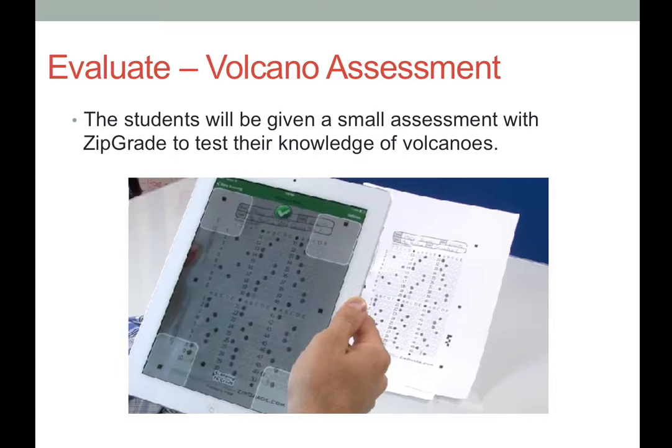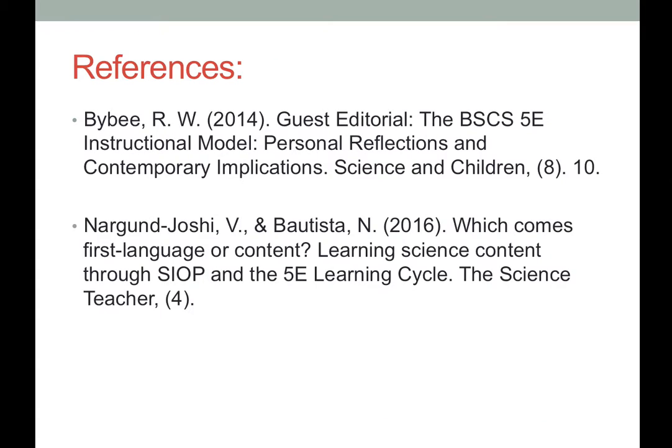And here is my reference page from the two articles I quoted. The first one was the instructional model, personal reflections and contemporary implications, Science and Children, and the second one was which comes first, language or content learning, science content through SIOP in the 5E learning cycle.